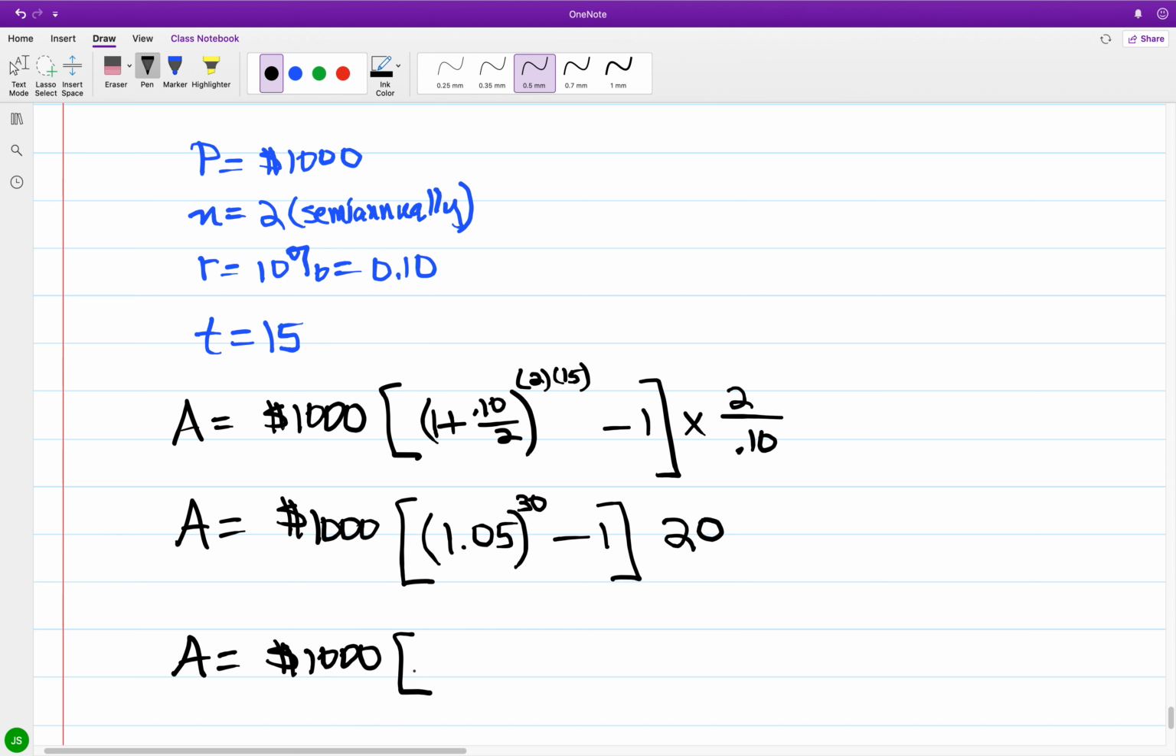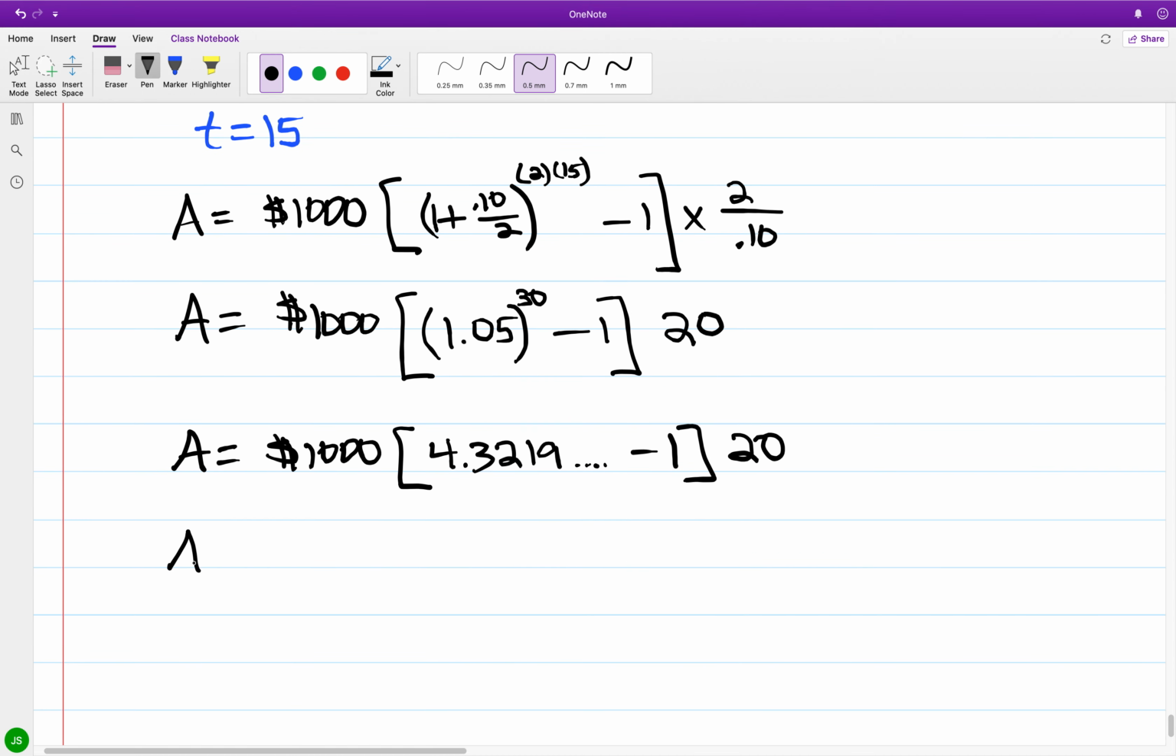And for what we have in the case of 1.05 to the 30th, we're going to have a number that's just over 4.32, and I'm going to take 1 away. And for what we have in the setup, we have $1,000. Now for 1.05 to the 30th, minus 1.